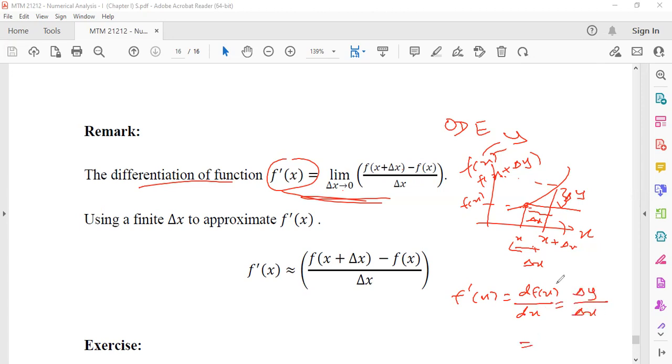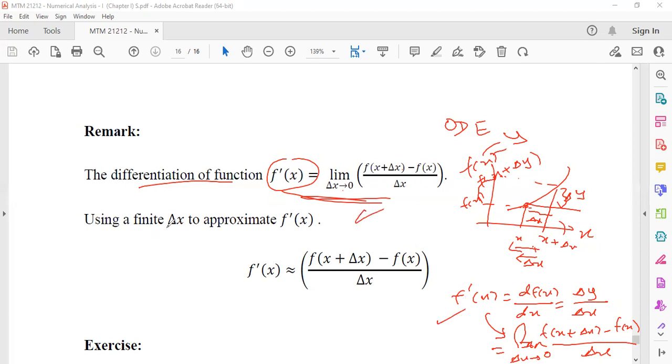So what is delta y? This value minus this value: f of x plus delta x minus f of x. And delta x is delta x. But actually what it means is, when delta x becomes very small, what is the value? It means limit delta x tends to 0, and that value is f dash x. Okay. So I hope you all know these things.